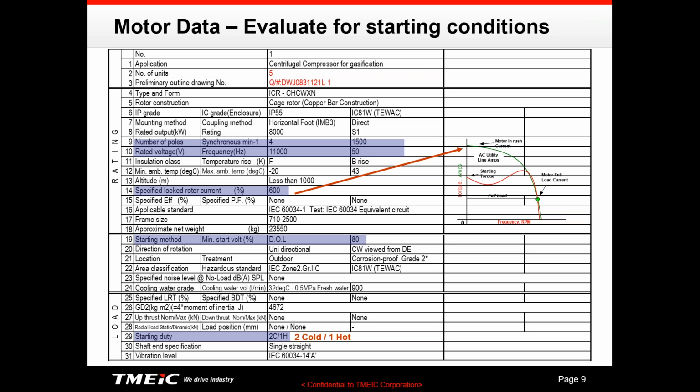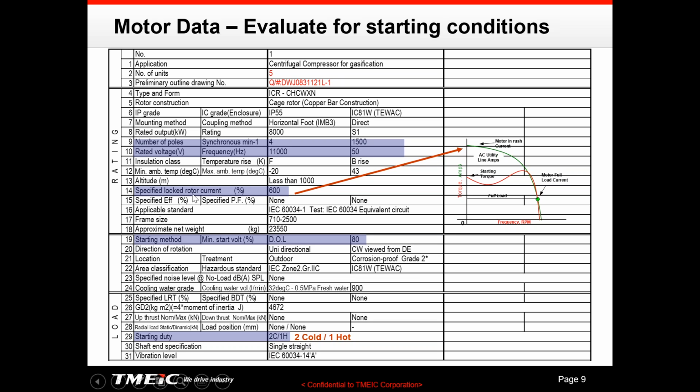This is a typical motor data sheet that we at TMEIC use. Of course, every motor vendor has their own format, but they are very similar to each other. So basically, you can see here the number of poles. This is a 4-pole motor, so synchronous RPM is 1500, and the voltage and the frequency. I want to talk about this here.